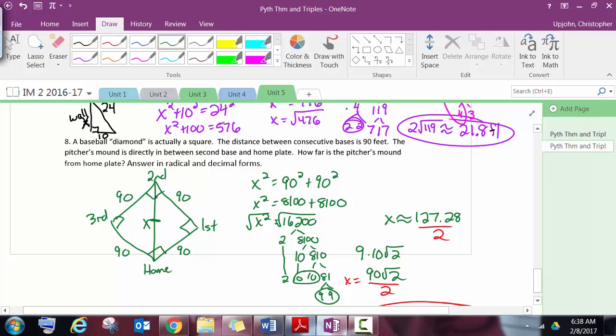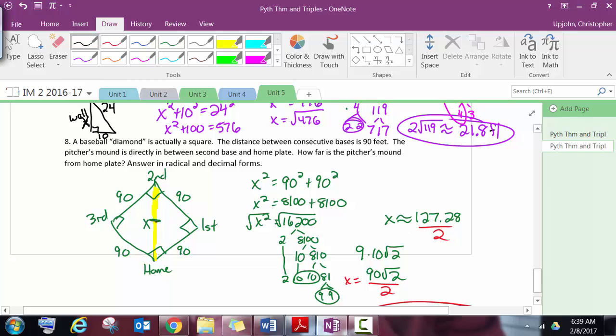Well, first we got to find this distance, x here, this distance here. So it's just a right triangle. That's our hypotenuse. So it's x squared equals 90 squared plus 90 squared. So we get x squared equals 16,200. If we simplify it, we get 90 root 2. If we take the decimal, we get 127.28.